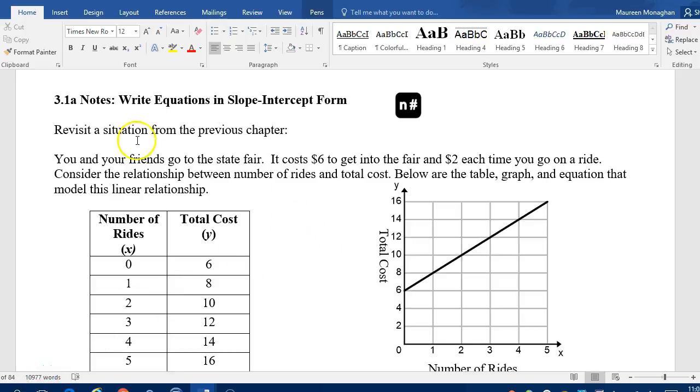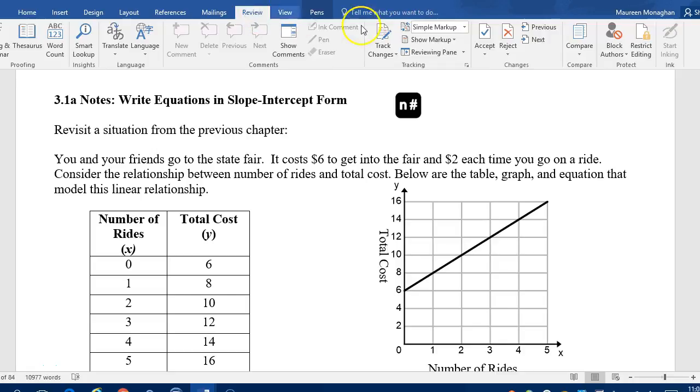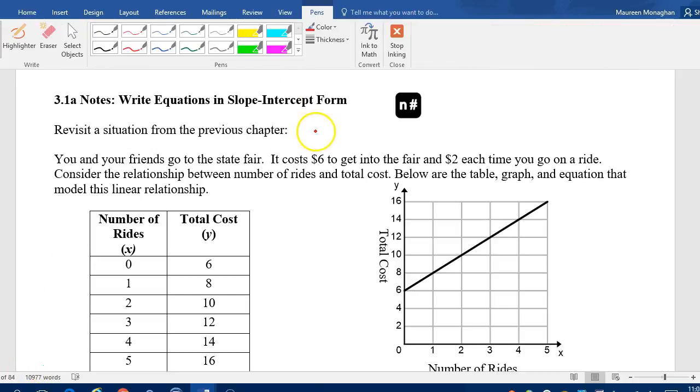The purpose of today's lesson is to write equations in slope-intercept form. Okay, slope-intercept form. Let's review here what exactly that means. Well, slope-intercept form is y equals mx plus b. Remember I said this is one you're going to memorize forever.